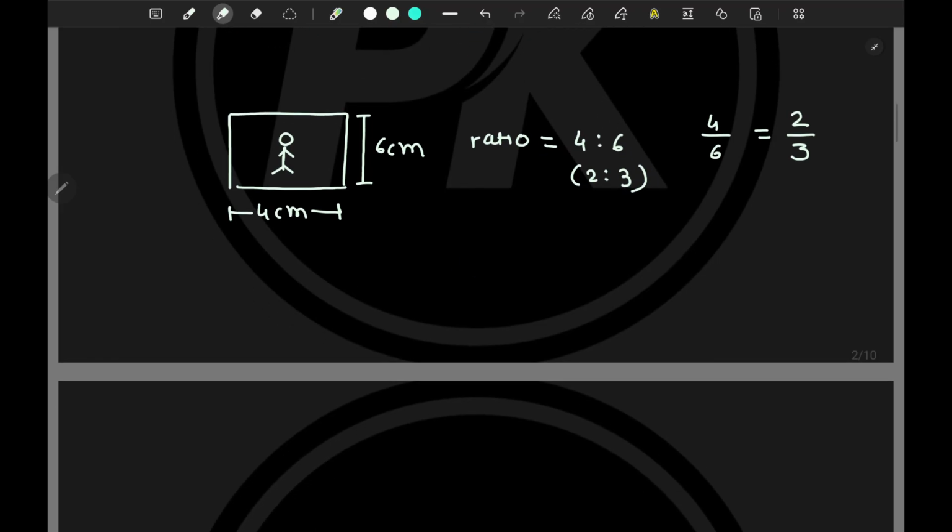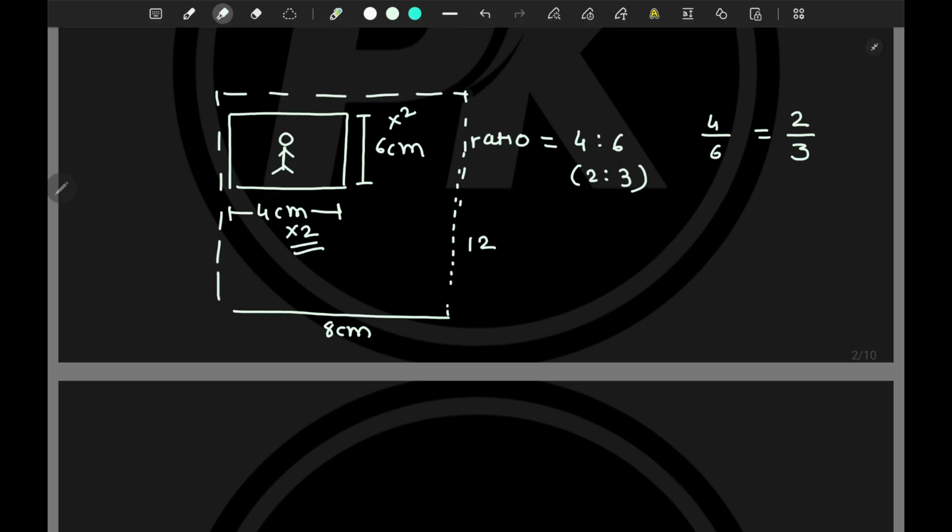If we enlarge it, let's say the 4 centimeters is converted into 8 centimeters wide, then for the height it must be how much? We have multiplied the width by 2, so we must multiply the height by 2. That means this height must be 12, so that this photo will look right. Because we have seen this 4 by 6 is nothing but what?